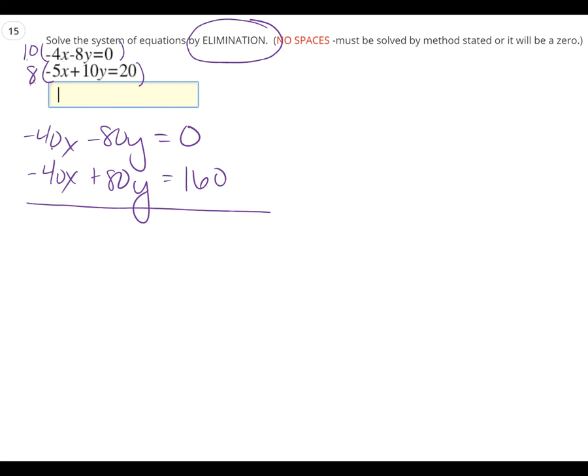Oh, no, it's fine. It doesn't cancel out. I was thinking it doesn't cancel out. Negative 40 and negative 40 is what? Negative 80x. These guys go away like we planned, right? Equals 160. What do I do with the 80? What do we end up with?